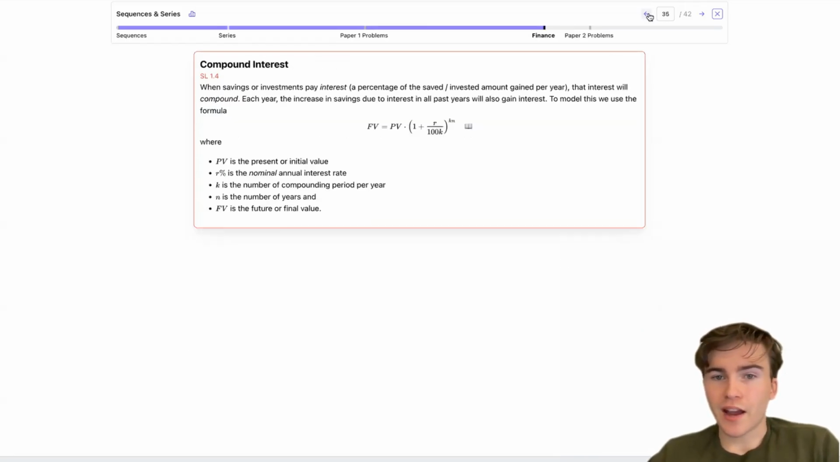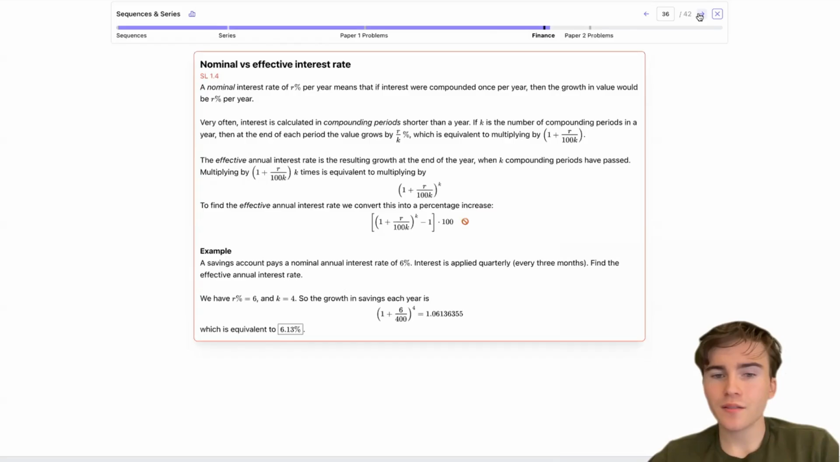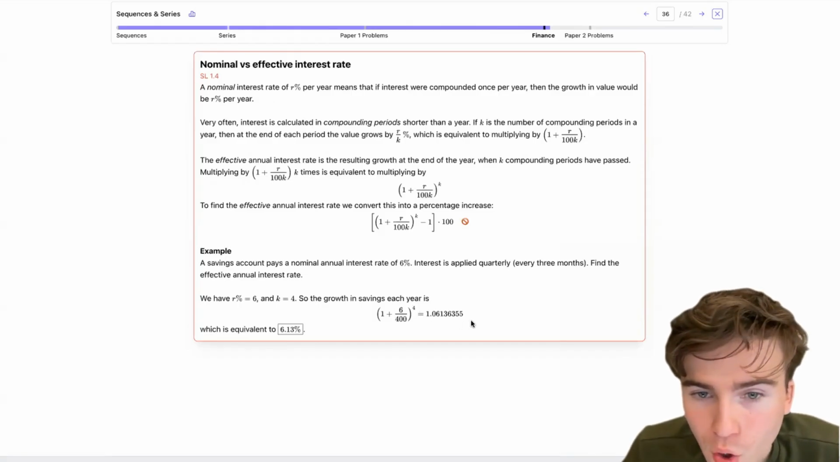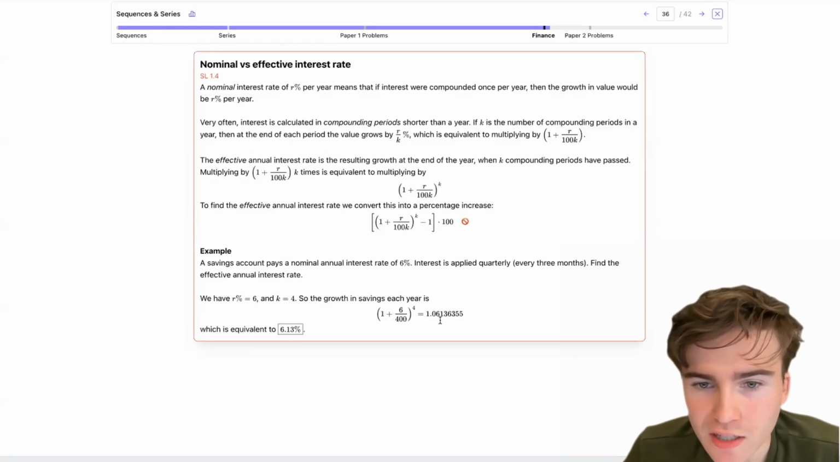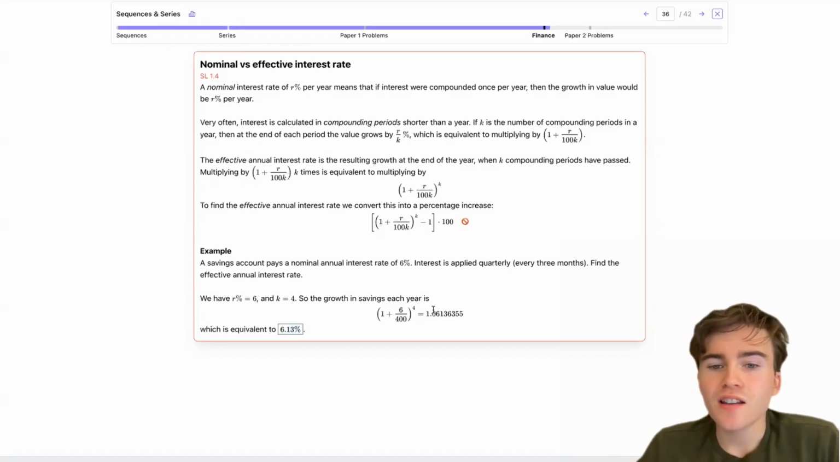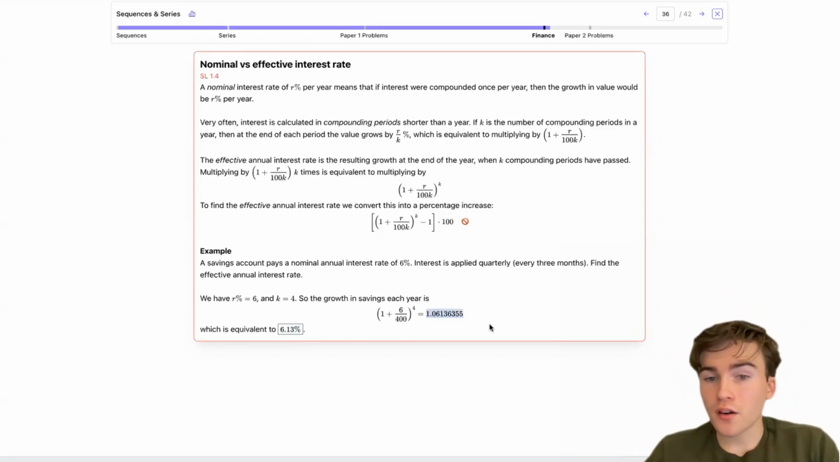It's the formula on the previous slide. So PV times 1 plus R over 100K to the power of Kn. So I'm going to do 1 plus 6 over 4 times 100, so 6 over 400. I put that to the power of 4, and I get 1.06136. I did that with my calculator. If I round that, it should actually be 1.0614. So this should be 6.14. So I take that, I subtract 1, and I get 0.0614. And I multiply by 100, and I get 6.14%. I'll have to fix that value.